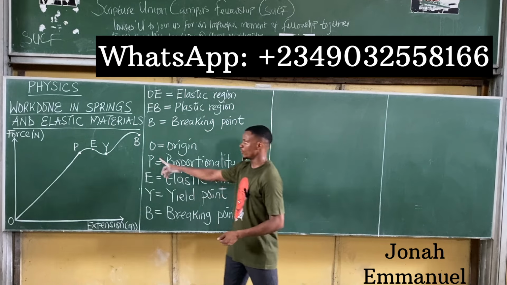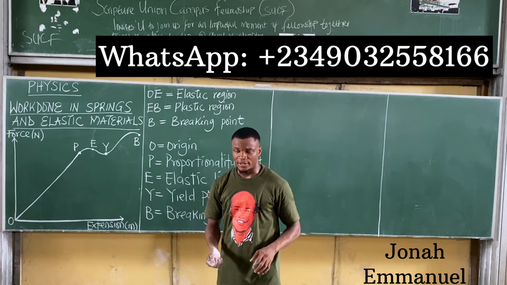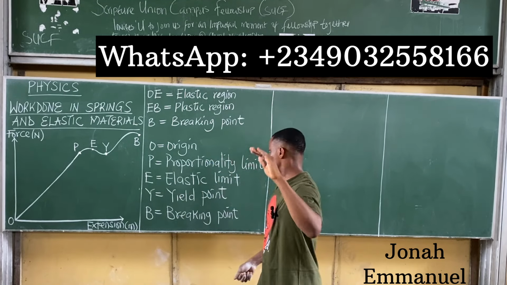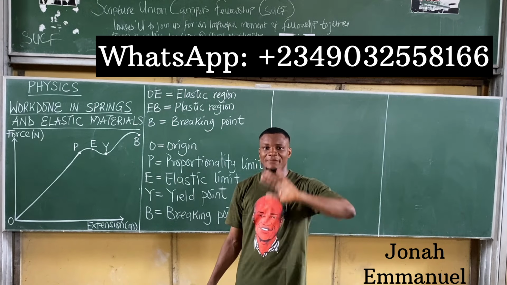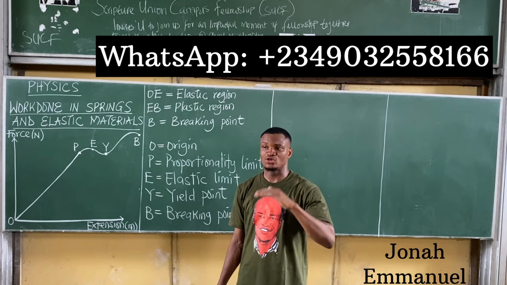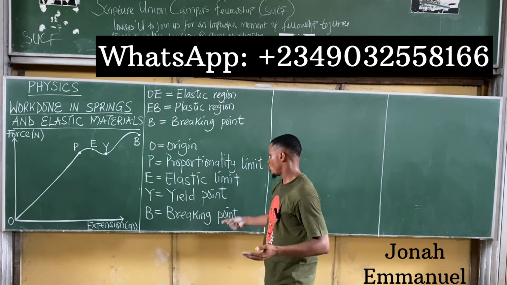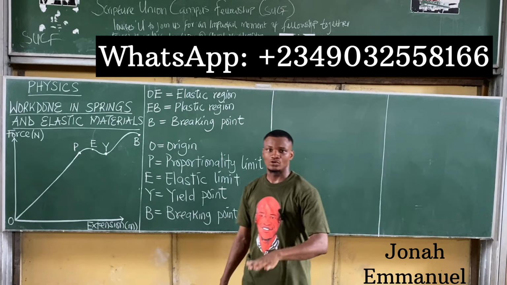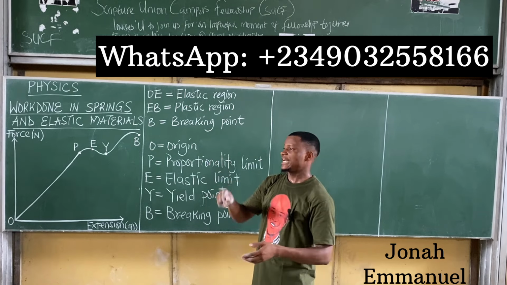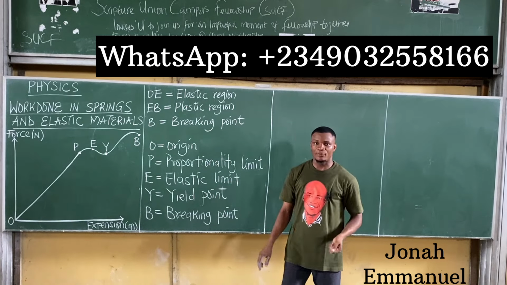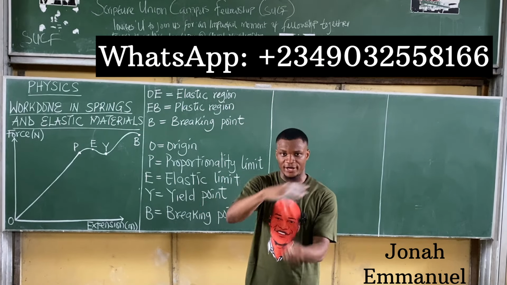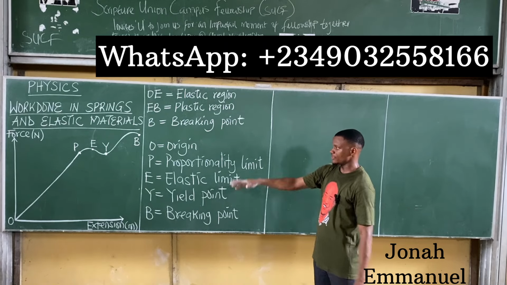Finally, we have the last one, B, called the breaking point. First, we have a proportionality limit and an elastic limit. Beyond the elastic limit, if I keep adding a force, it becomes plastic. That means it no longer returns to its original shape and size, which we call the yield point. Now, if I keep attaching load, at a point the spring will just snap and break off. That point is called the breaking point. The breaking point is the point where, on further application of a force, the spring would break off. So this is your diagram.